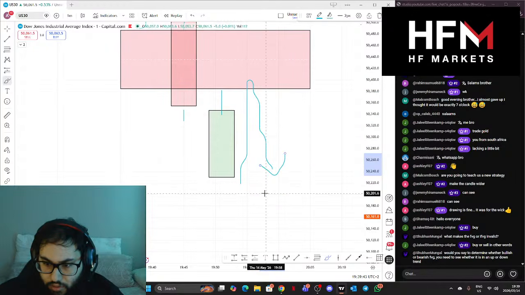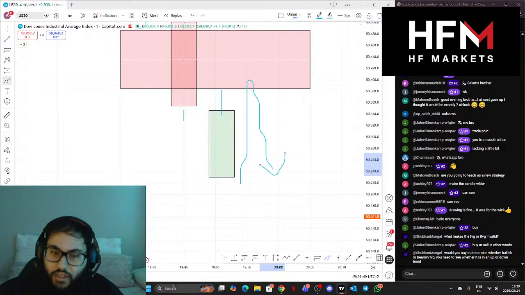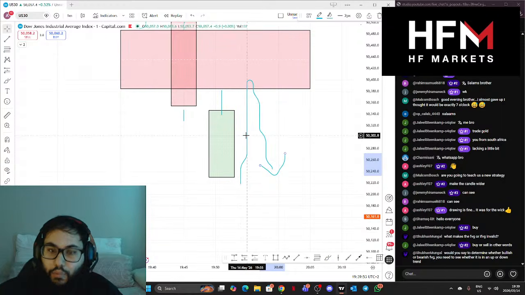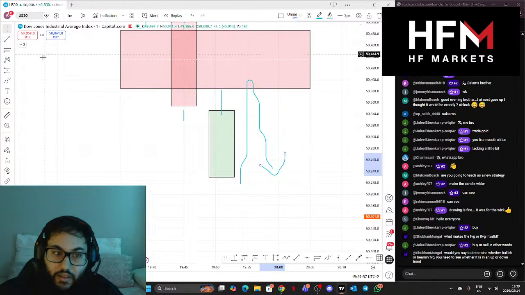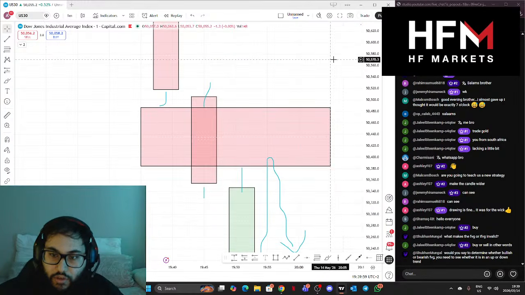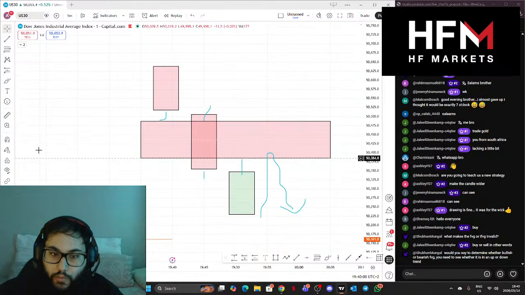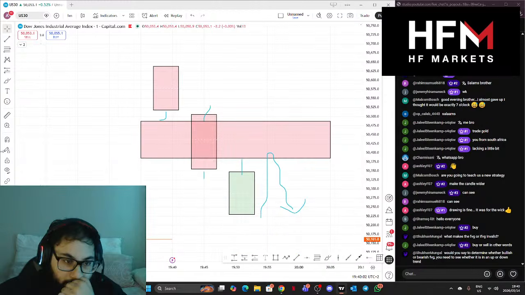No, it doesn't matter. You can have bearish fair value gaps in a bullish trend, and you can have bullish fair value gaps in a bearish trend. Doesn't matter. This is your fair value gap. This is all you need to know to determine if it's a fair value gap.